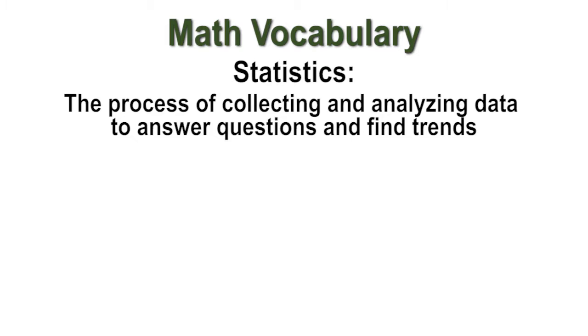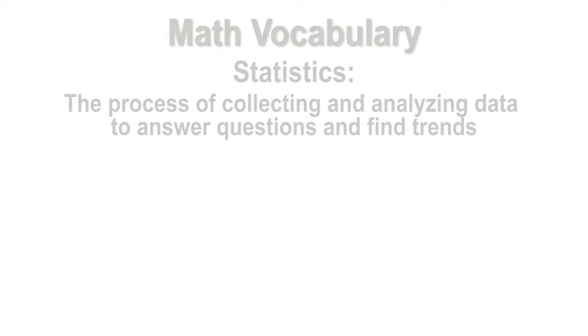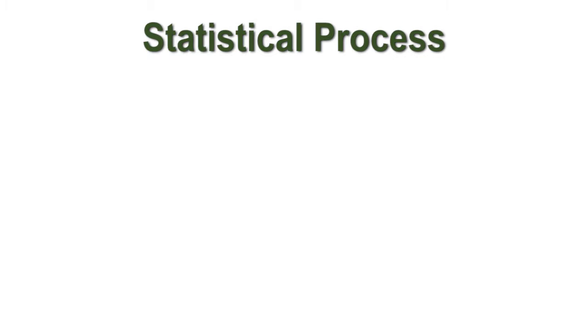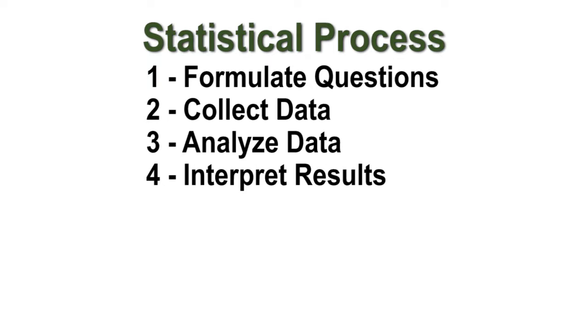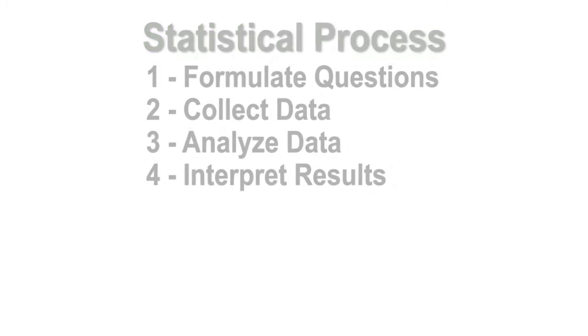Being curious and developing a statistical question is the first of a four-step process to using statistics. The 4 steps in the statistical process are 1. Formulate questions, 2. Collect data, 3. Analyze data, and 4. Interpret results. Let's look at the following example of using the statistical process.